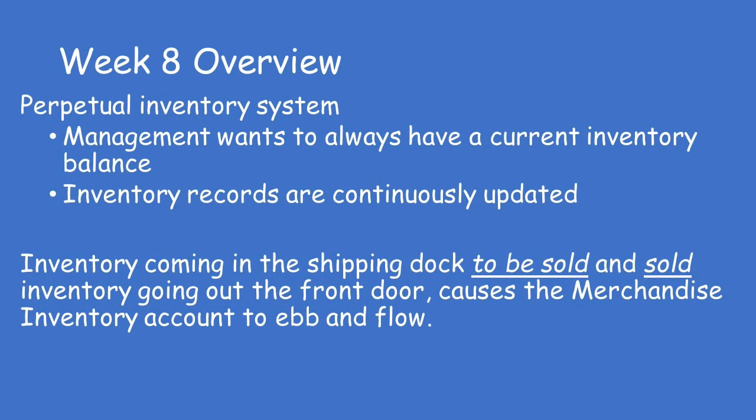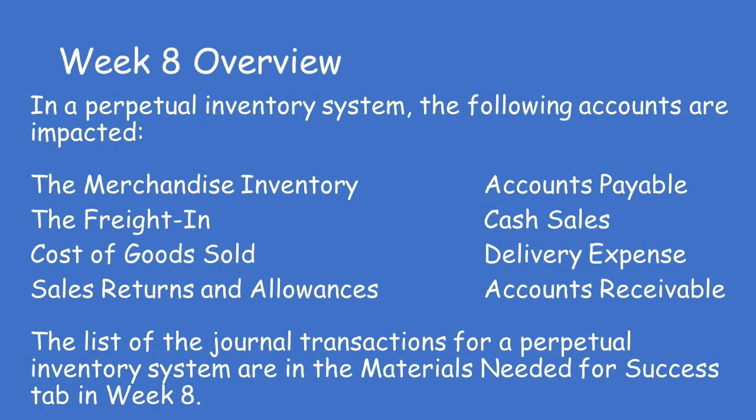So, think about it like this, like a wave coming in and out. Inventory coming into the shipping dock to be sold, and sold inventory going out the front door. Causes the merchandise inventory account to ebb and flow. So product coming in the back door and then being sold and heading out the front door. And all the time the inventory is moving back and forth between shipping dock and front door, impacting that merchandise inventory account and the cost of goods sold account.